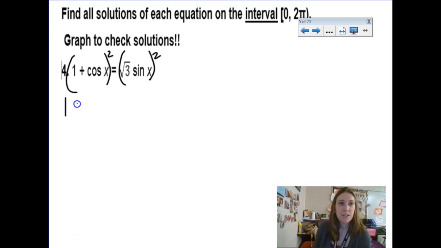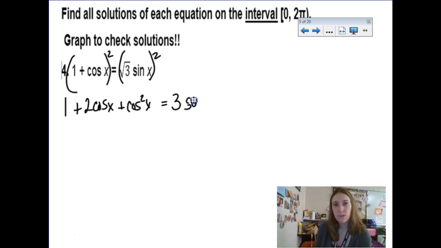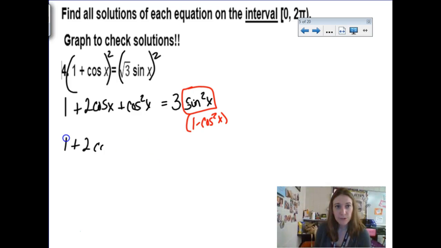So this becomes 1 plus 2 cosine x plus cosine squared x. And then the square root of 3 squared is still 3, and then sine squared x. And then remember, we don't want sines and cosines, so what if we traded this sine squared out for 1 minus cosine squared? That would work perfectly, right? So we have 1 plus 2 cosine x plus cosine squared x equals, let's distribute that 3 that's in front of here, so 3 minus 3 cosine squared x. Yuck!